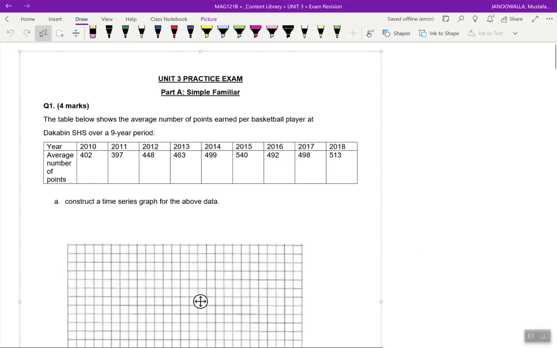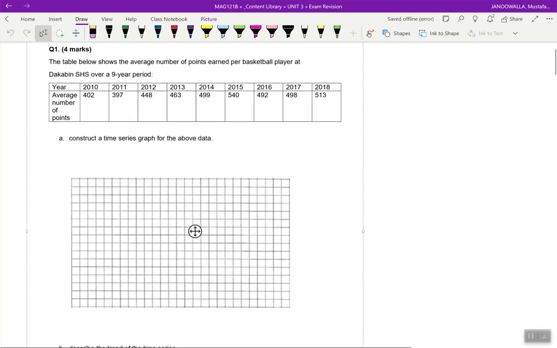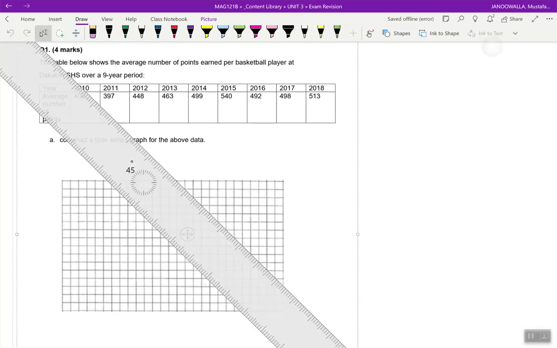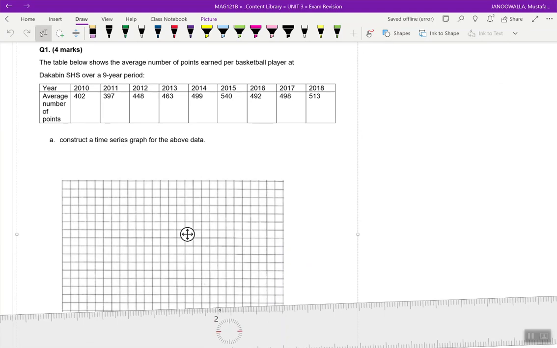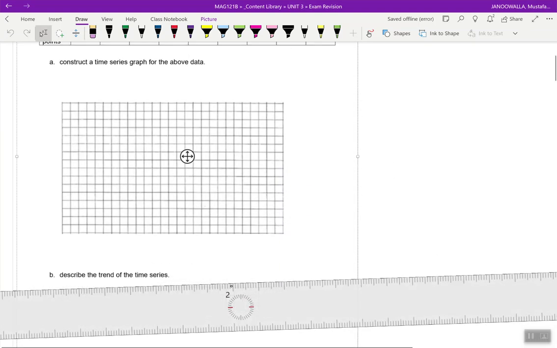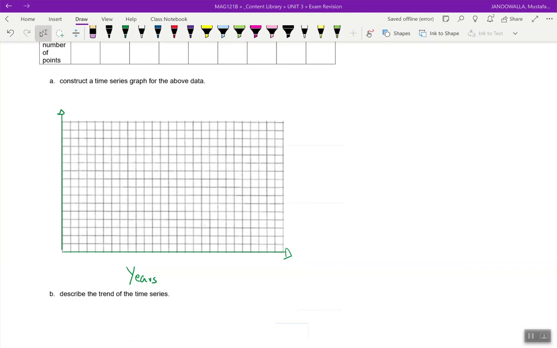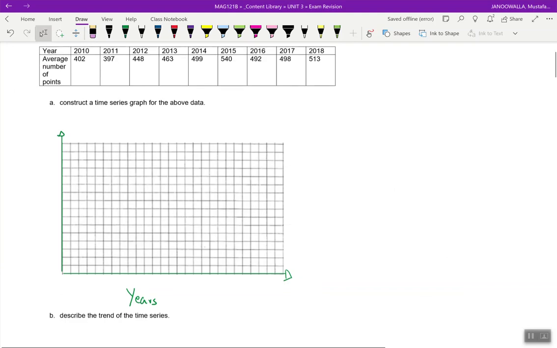Go through question 1 and 2 really quickly. I won't spend too much time on this. But here you've been asked to construct a time series graph for the data above. So whenever you've got time, time will always go on our x-axis. So let me get a ruler. And the number of points will go on the y-axis.